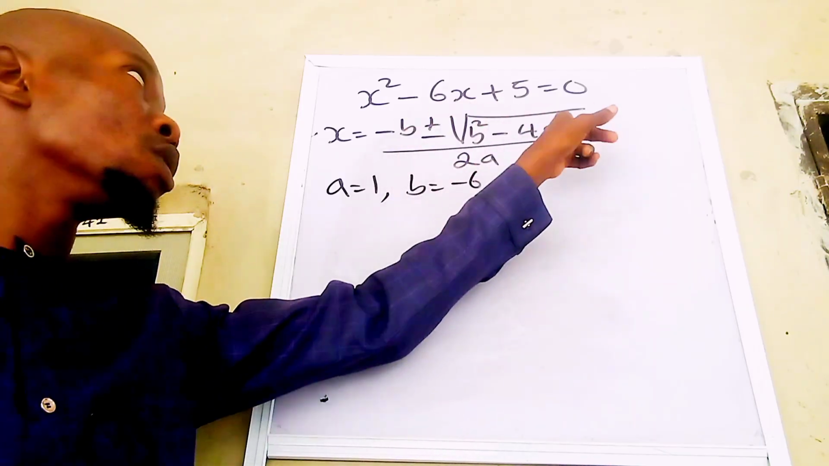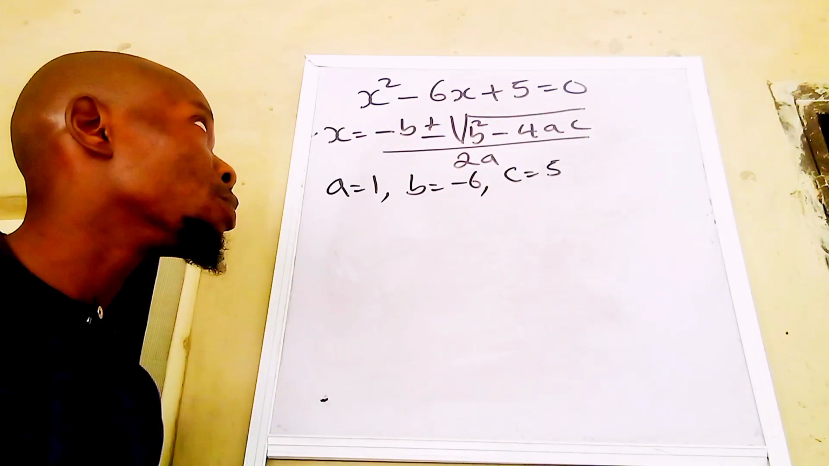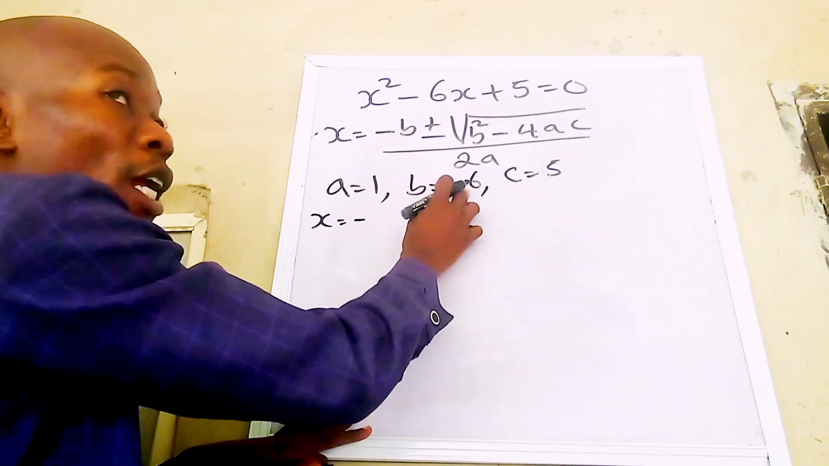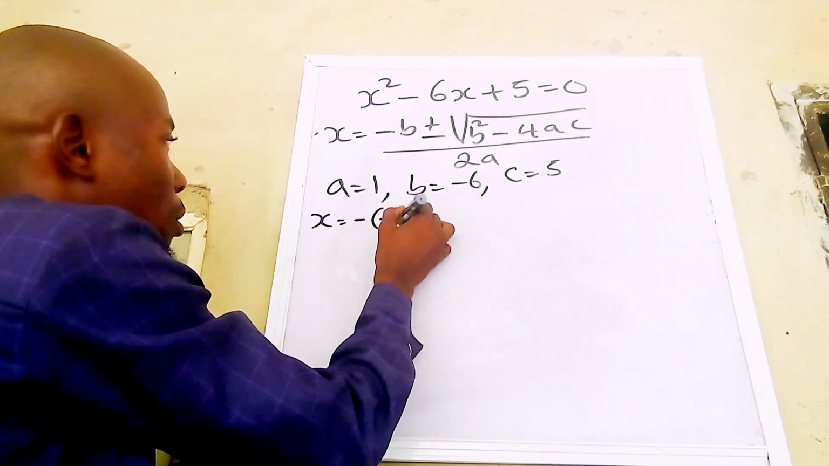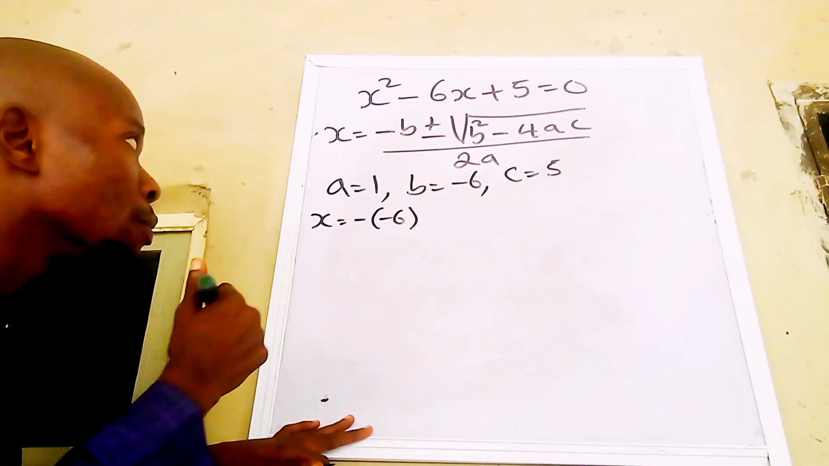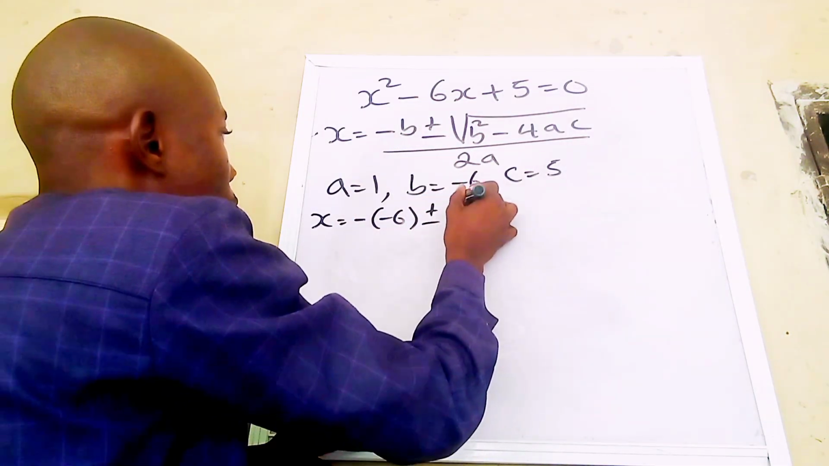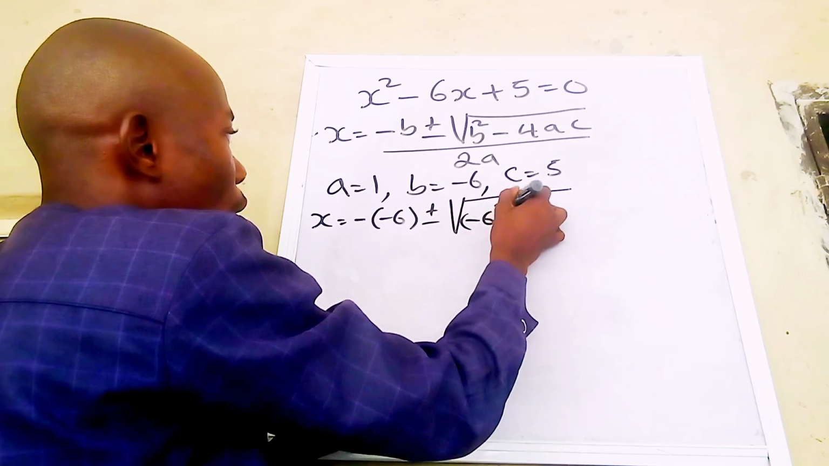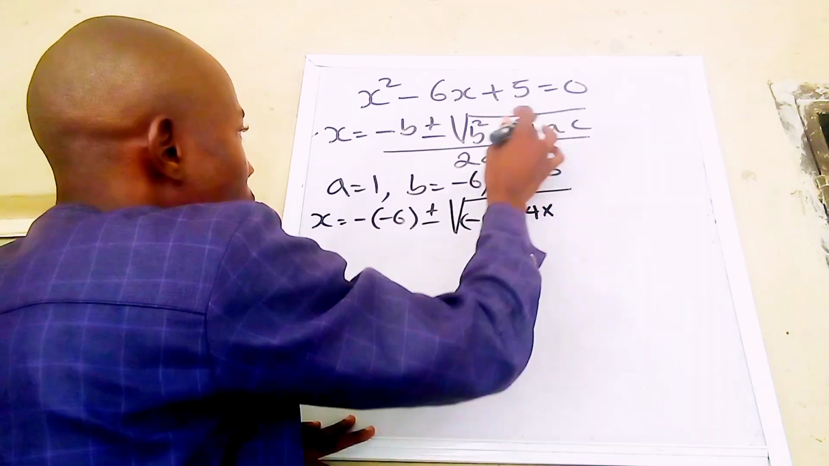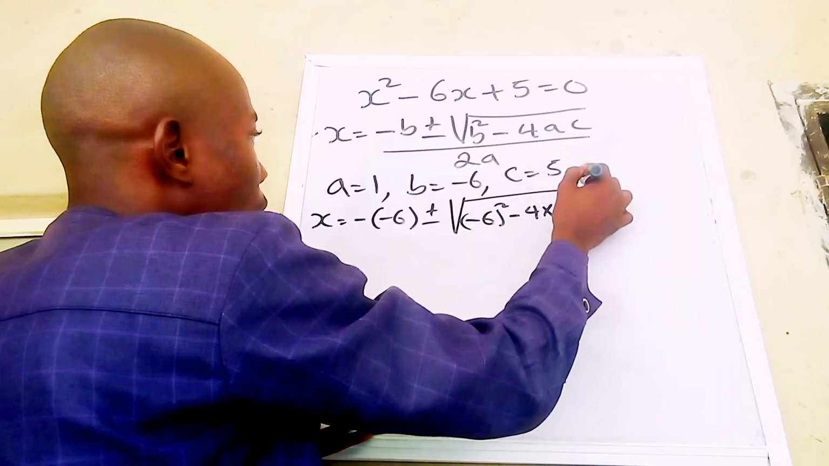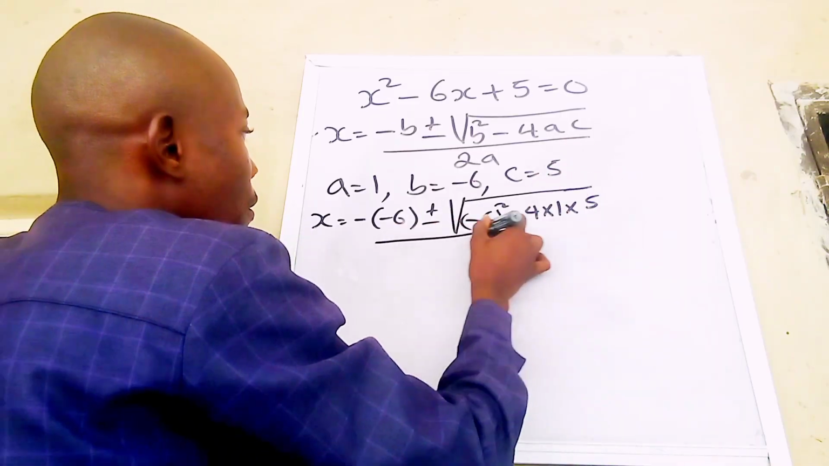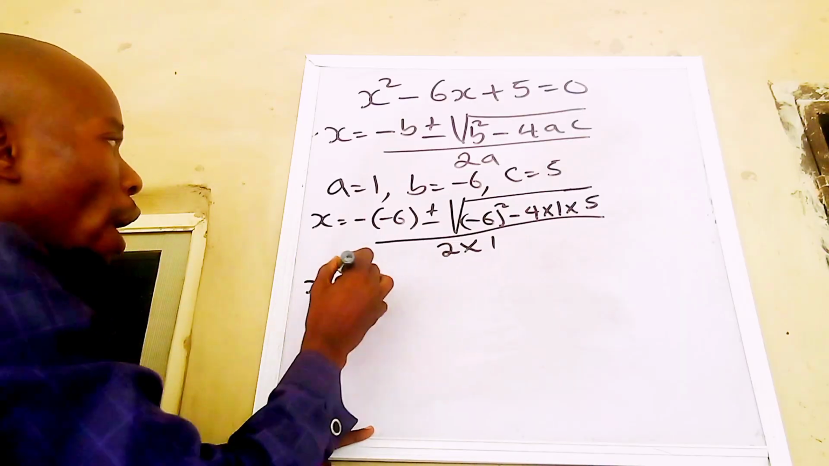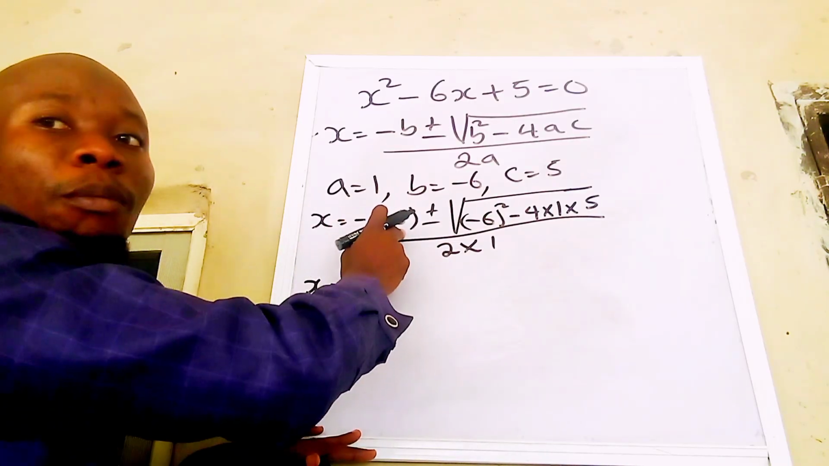We are going to substitute them into this almighty formula. So we have x equal to minus b, and the value of b is minus 6, so we put it in brackets: minus (minus 6). Then plus or minus the square root of b squared, which is (minus 6) squared, minus 4 times a, our a is 1, multiplied by 5, which is our c, everything divided by 2a, which is 2 multiplied by 1.